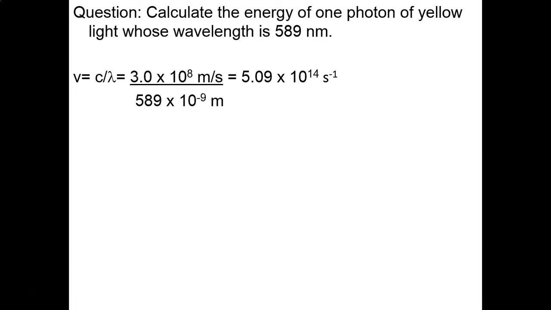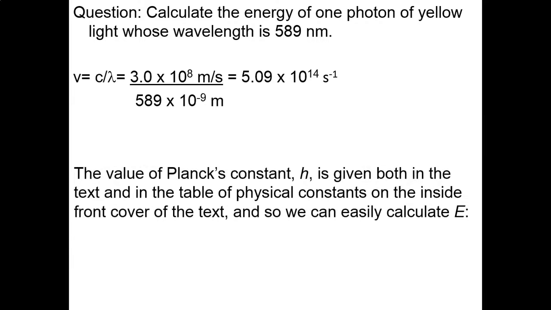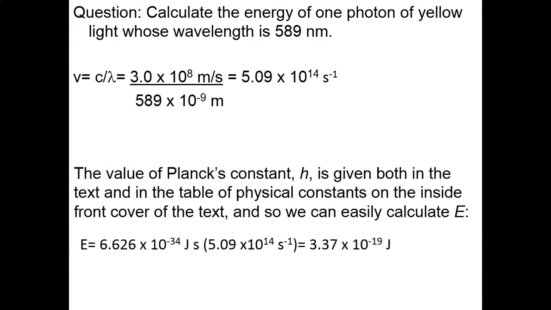So we need to calculate energy. So remember, energy is equal to h times v. So h in this situation is 6.626 times 10 to the negative 34. It's a constant given on the cheat sheet for the AP exam, so you don't have to memorize it. Multiply times your frequency, and then there's your energy. So a single photon, one of them, produces this much energy.